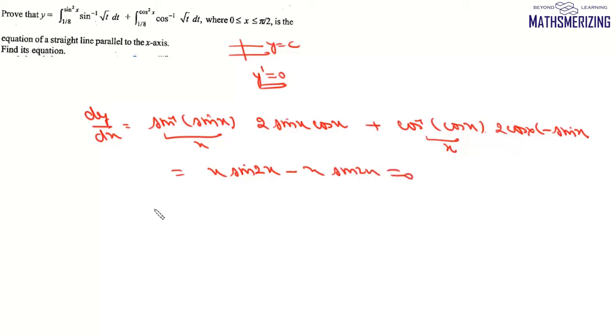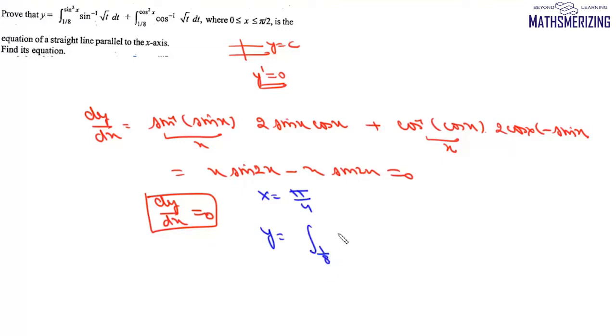So that means for this function dy by dx is 0. And if dy by dx is 0, it is a constant function. Now you have to find the value of y. What we'll do is we'll find the value of y at any convenient value of x. For this question, the convenient value of x is pi by 4.